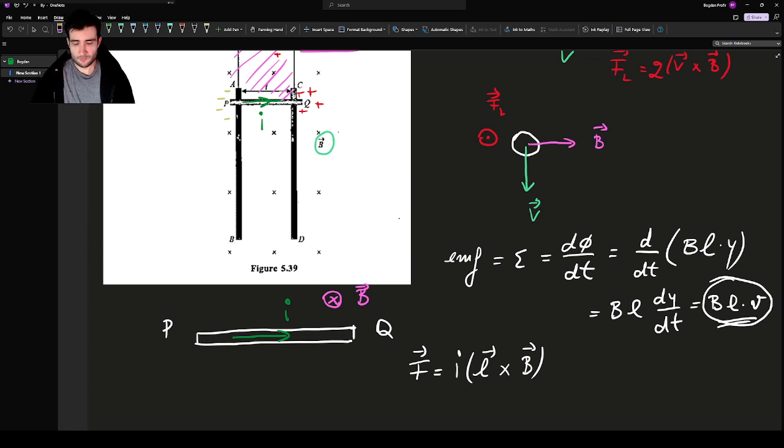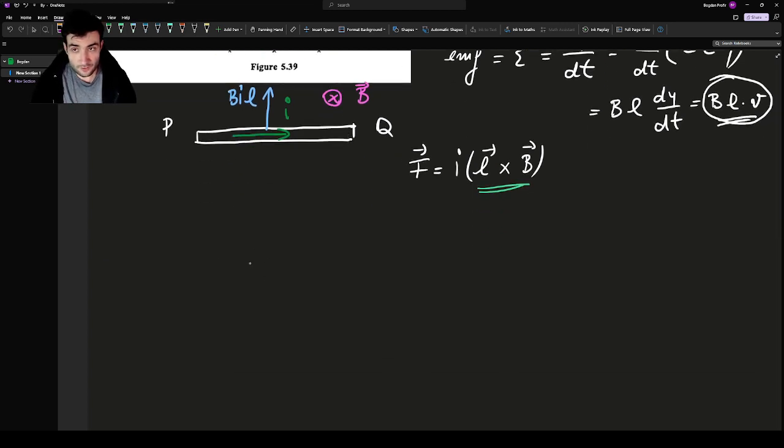So the effect of this will be that this will generate a force on the conductor, and that force will be pointing upwards. Again, you can try to find this out yourself using the right hand rule or the quartz rule, whichever rule you're comfortable with. So this will create a force on the conductor like this, which is B times I times L.